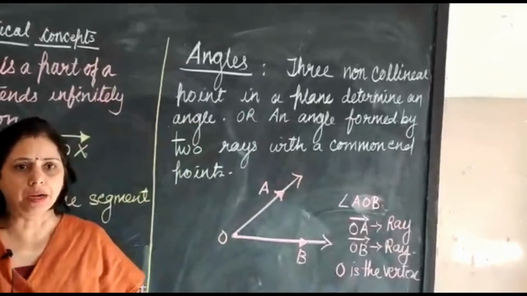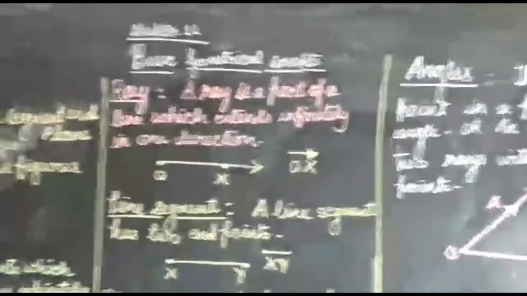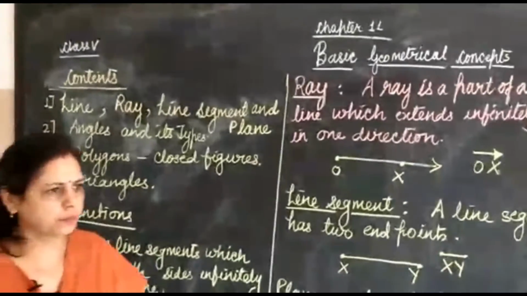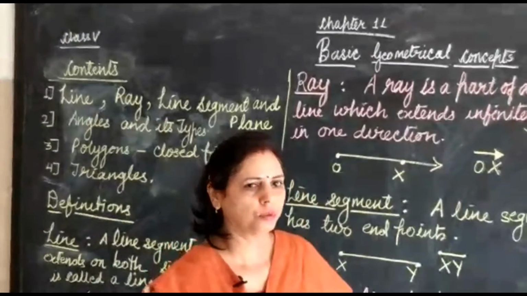Now in the second part of this basic geometrical concept, we will study the types of angles, polygons and triangles. Okay, thank you.